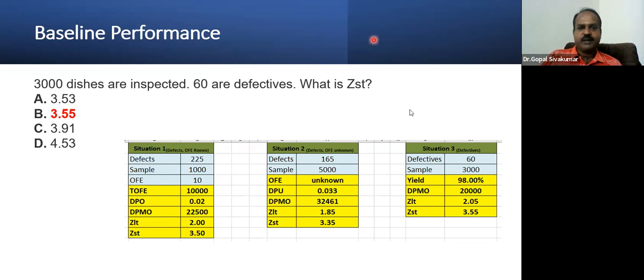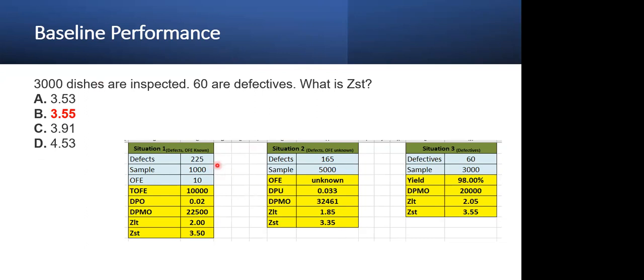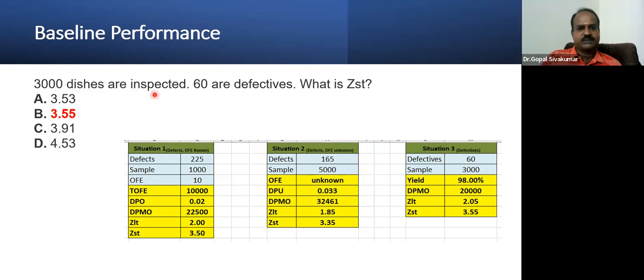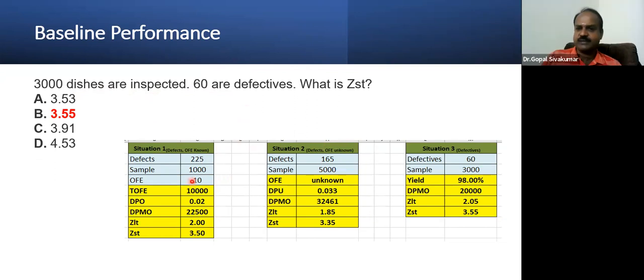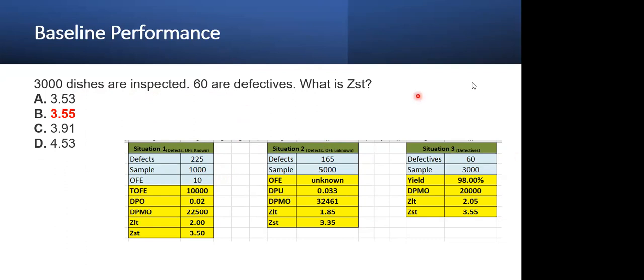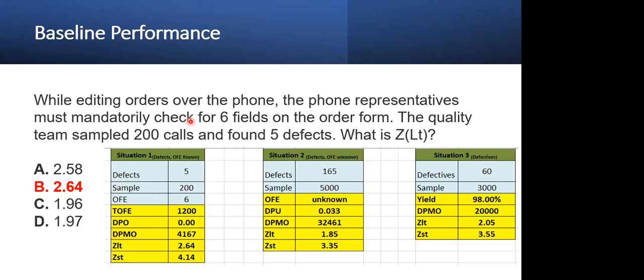Only tell me which situation it fits into. 3,000 dishes are inspected, 60 are defective. Situation 1, situation 2 or situation 3? Situation 3, right? Situation 1 is for defects, 2 also for defects, 3 is for defectives. All right. So we move on.